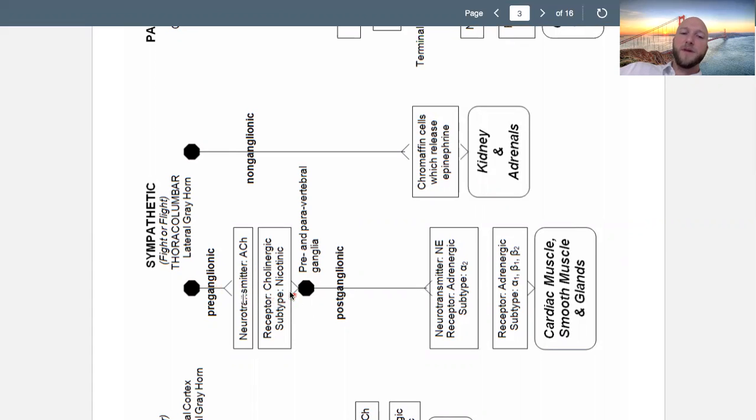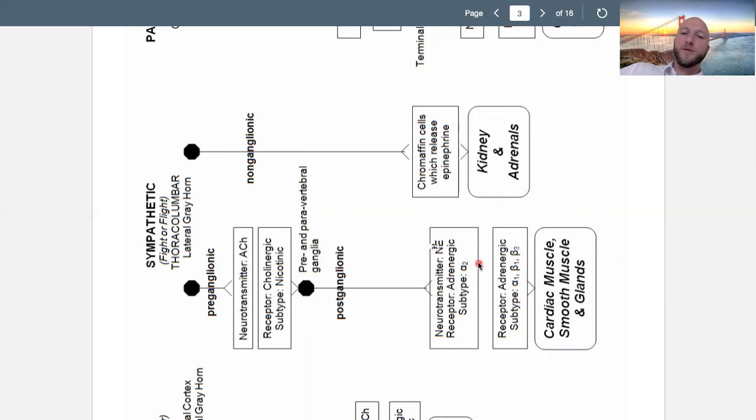I remember this because I so clearly remember seeing the sympathetic chain ganglia in anatomy lab that I can't forget it. The ganglia are really close to the central nervous system, short preganglionic. Neurotransmitter acetylcholine, receptor cholinergic, subtype nicotinic. Then we have long postganglionic fibers in the sympathetic nervous system. The neurotransmitter is norepinephrine, receptor type adrenergic, subtype alpha 2s. We also have receptor adrenergic, subtype alpha 1s, beta 1s, and beta 2s.